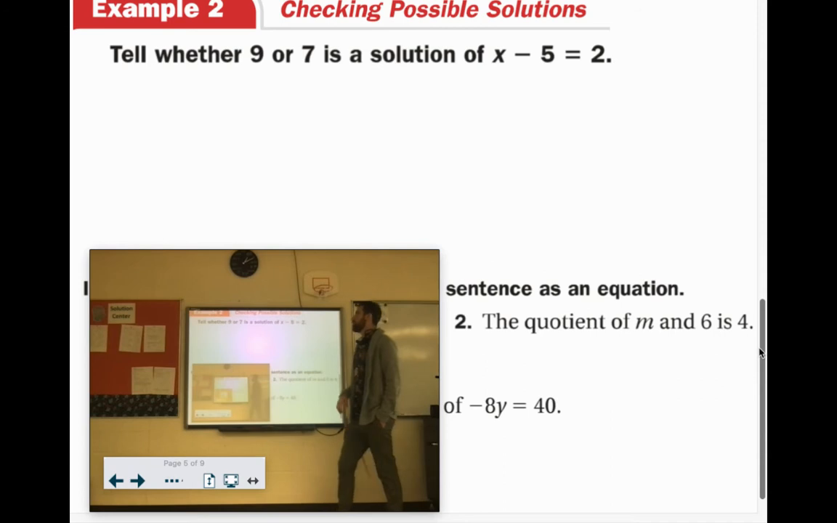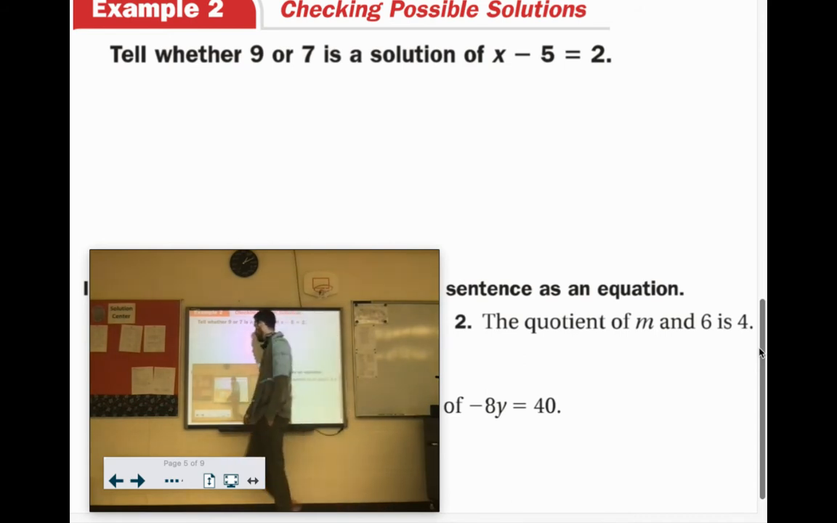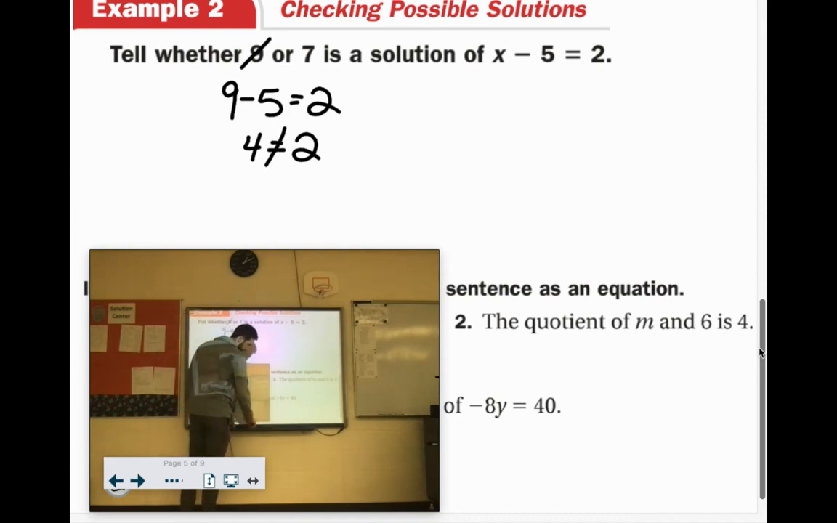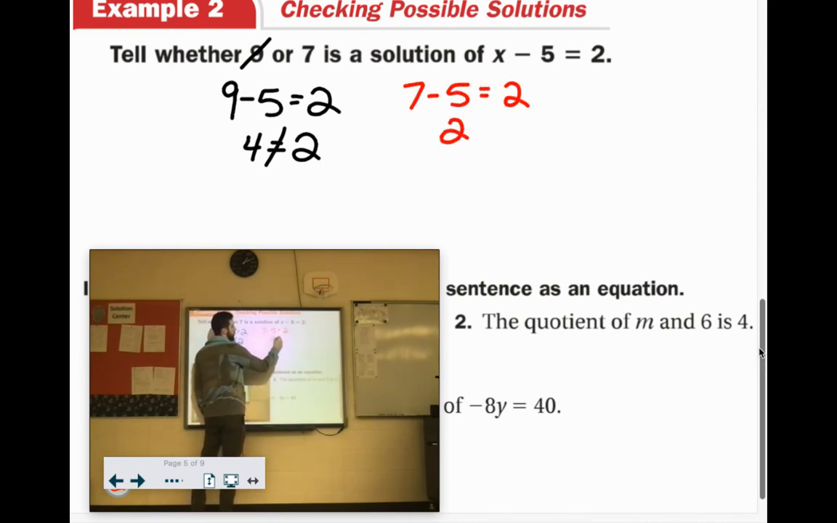Tell whether 9 or 7 is a solution of x minus 5 equals 2. We're going to substitute these in for x and see if they work. So let's try 9. 9 minus 5 equals 2. Now 9 minus 5 is 4, and 4 does not equal 2, so 9 is out. Let's try 7. 7 minus 5 equals 2. Well, 7 minus 5 is 2, and yeah, 2 equals 2. So 7 would be a solution.